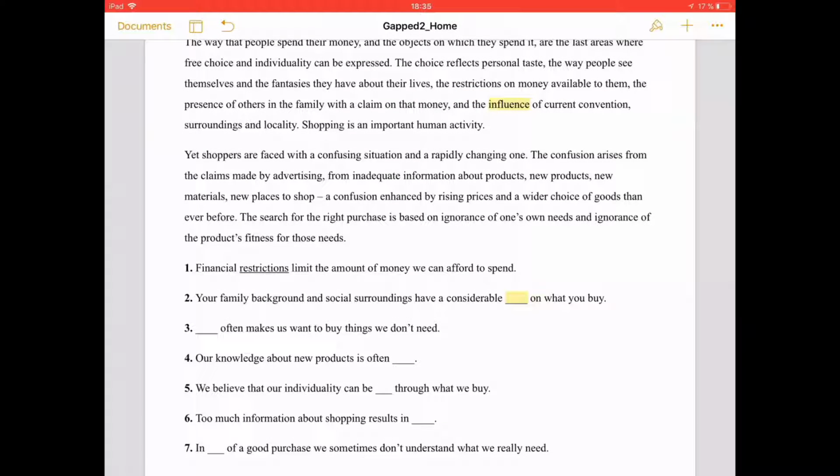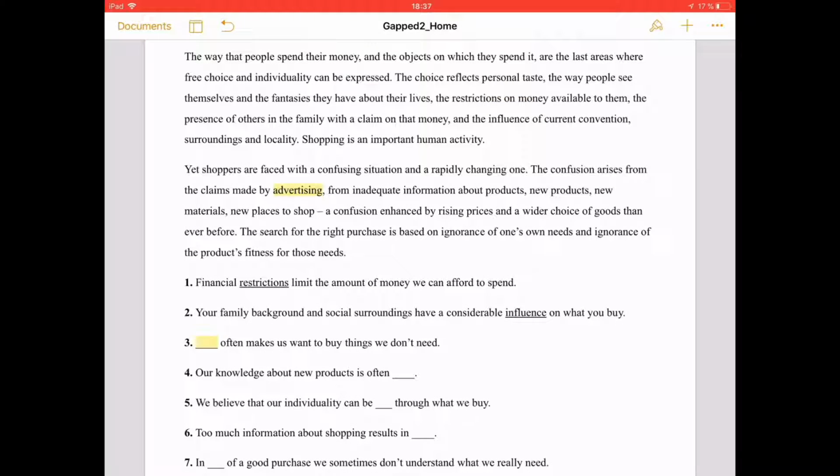The second. Your family background and social surroundings have a considerable gap on what you buy. I would say there should be impact or influence. In the text, we are presented with influence, so your family background and social surroundings have a considerable influence on what you buy.